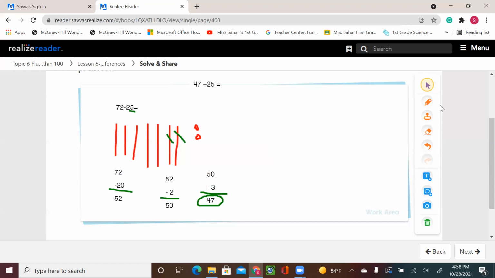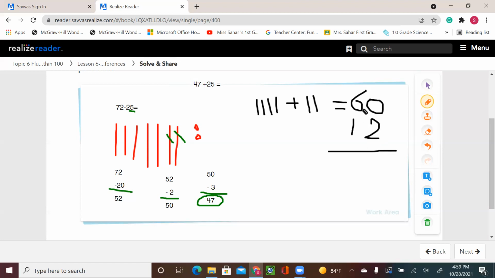So if I put my tens here, 4 tens, and 2 more tens, that's 60. Very good. And how many ones do I have? 7 and 5. 7 and 5 equals, very good, 12. So 60 plus 12 equals 72. That was my, very good, the first addend. So that means I did a great job and my subtraction is right.